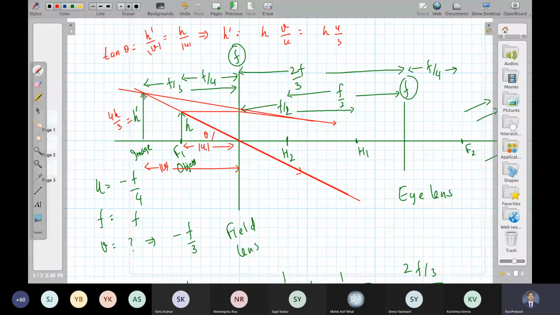This is the object for the eye lens. And where do you get the image of this object? At infinity. You can see this object is placed at a distance f from the eye lens. How far from the eye lens is this object placed? f by 3 plus 2f by 3, that means f distance. That's why you get the image at infinity.